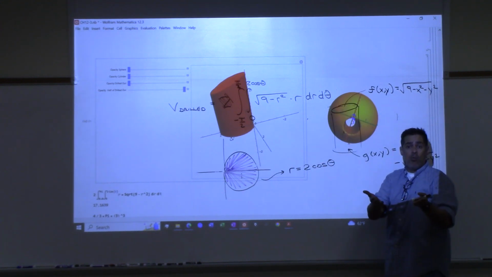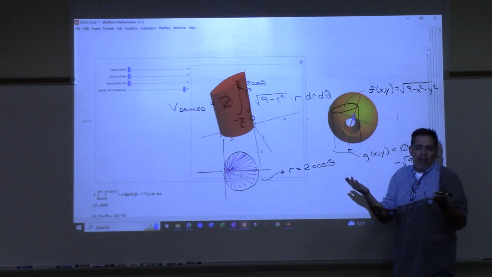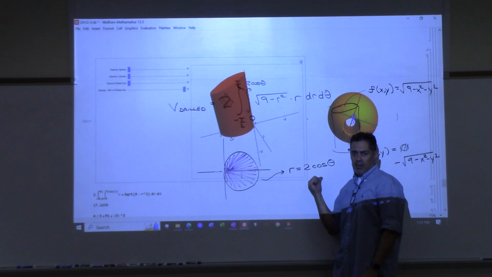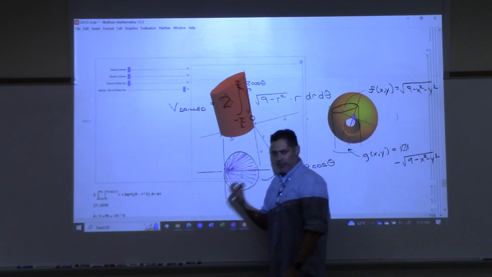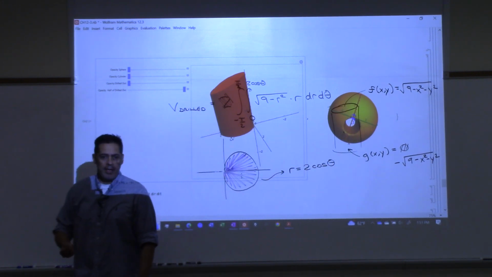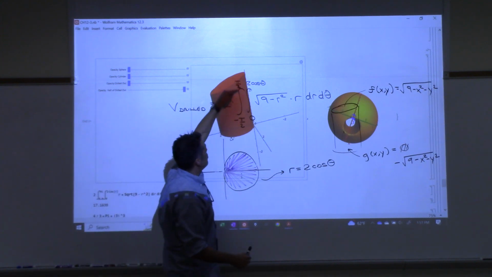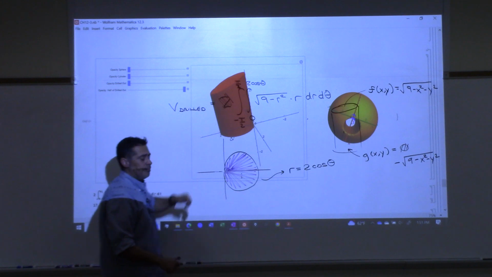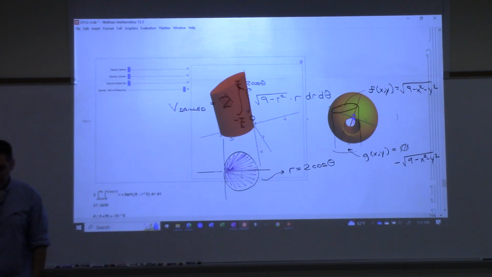Now, where is the 1 coming from? Then where is the 1, right? The 1 is taken care of with this polar region. That's where the radius 1 is actually accounted for. It's in your limits of integration. This is going to draw you a circle of radius 1. Good? Good question.